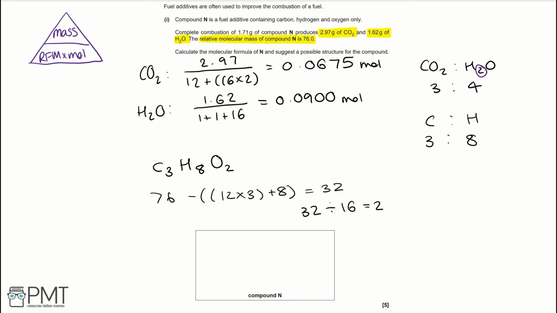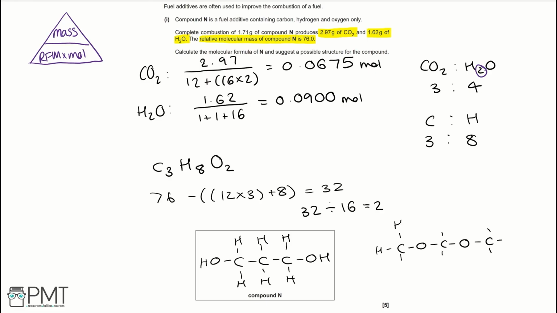So now we need to suggest a possible structure. So we could have 2 alcohol groups, which could be at the end of our carbon backbone chain, and then we fill the rest with hydrogens. Alternatively, you could have the oxygens in between the chain, so you could have carbon, oxygen, carbon, oxygen, carbon, and then your hydrogens, just so long as you make sure that the molecular formula of C3H8O2 is shown in all your structures that you present, but you only need one possible structure.